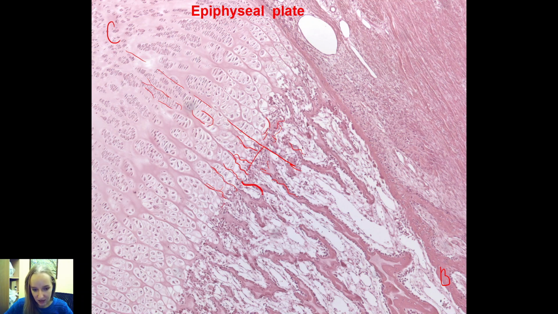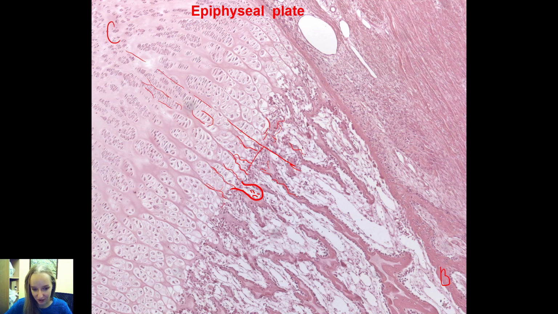We can see these empty places right here. So probably there were chondrocytes, and they died, and there is just empty space right here. But pro-osteoblasts migrate here, and they form osteoblasts, and they form into osteocytes. So this is a place for them, a happy place.